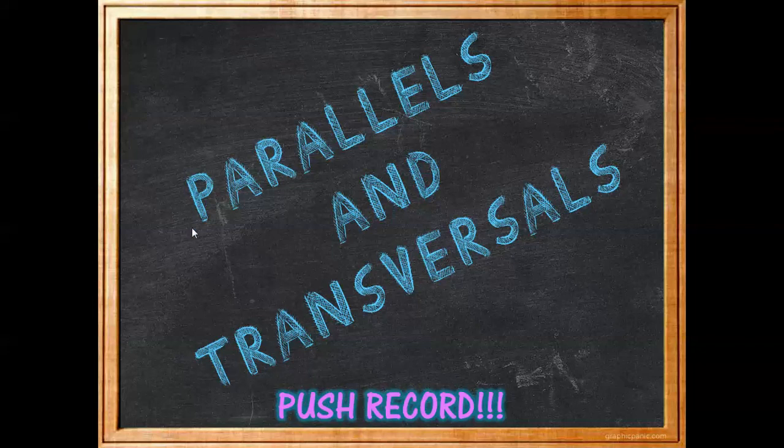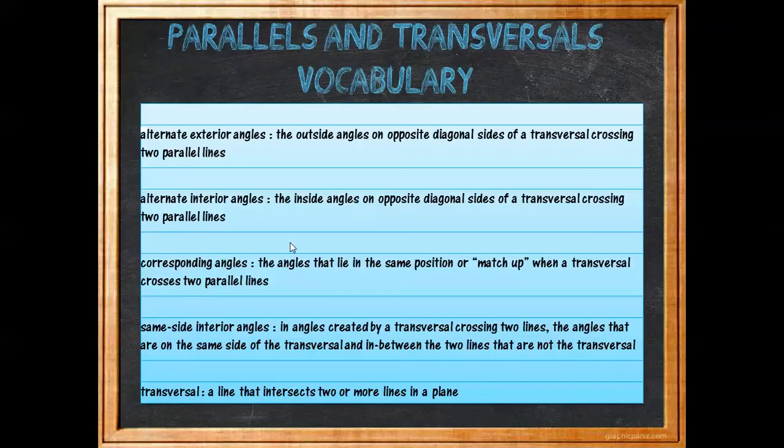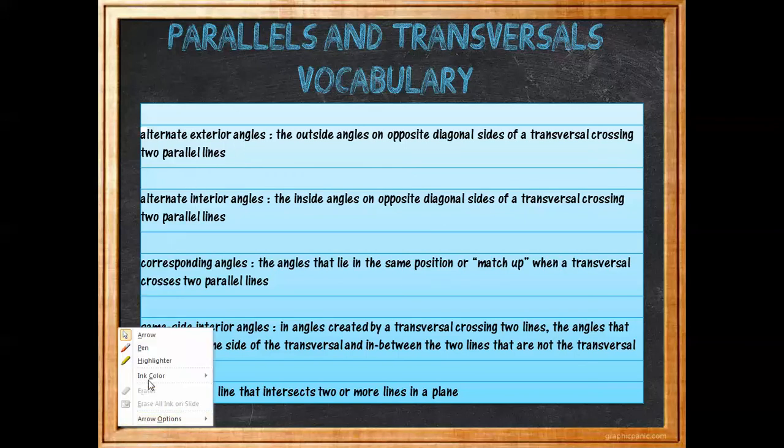In this lesson, we're going to talk about parallels and transversals. So first, we are going to start with some definitions or vocabulary. The first thing we're going to talk about is alternate exterior angles, all right? And then we're going to look at alternate interior angles. After that, we're going to look at corresponding angles, and then we're going to look at same side interior angles.